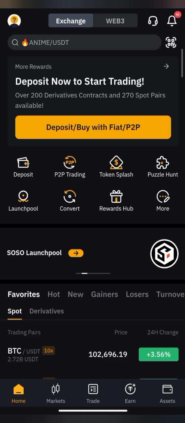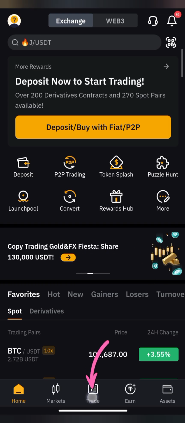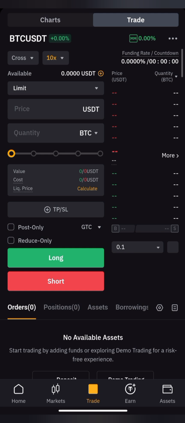In spot trading, you are using your own money to buy assets. You own these assets after purchase until you are ready to sell them. Firstly, you go to the trade icon at the bottom of the screen.